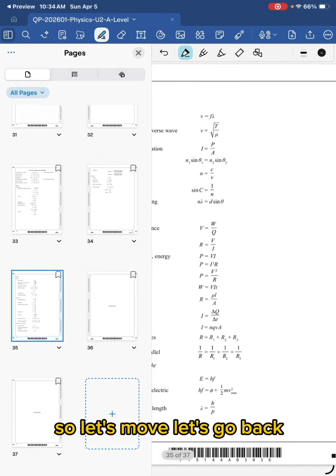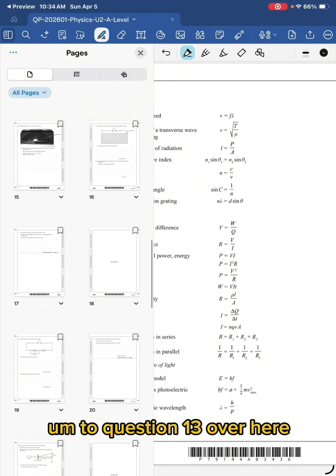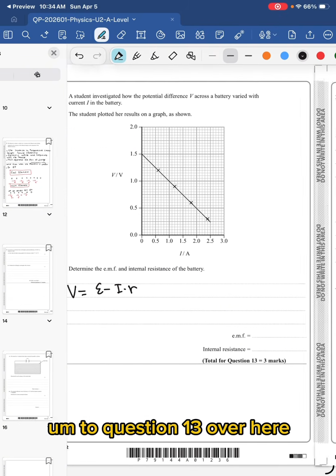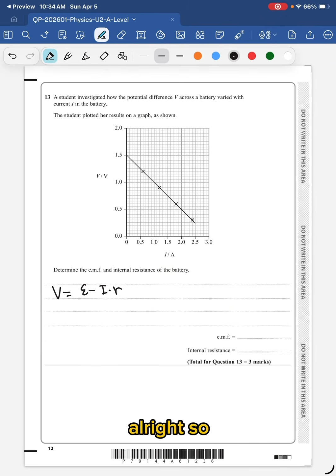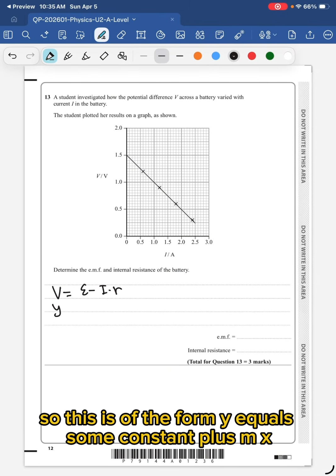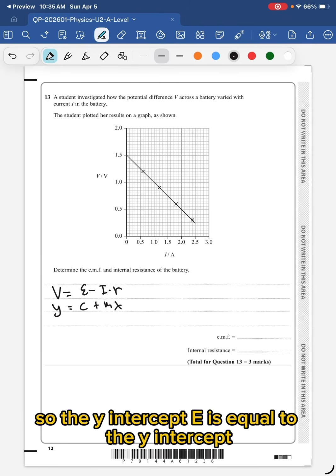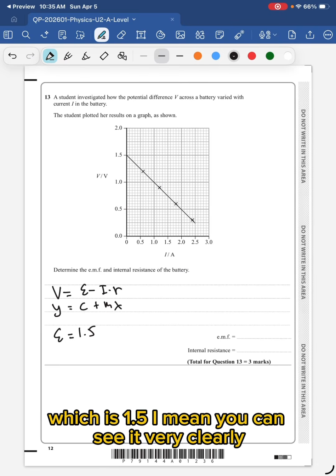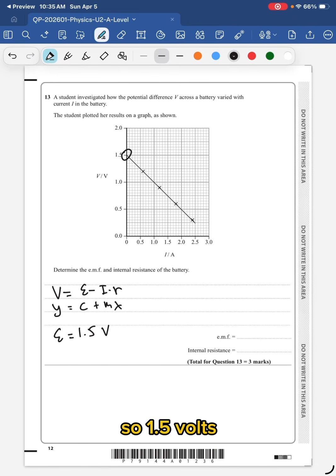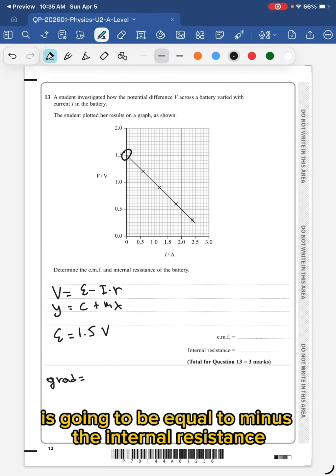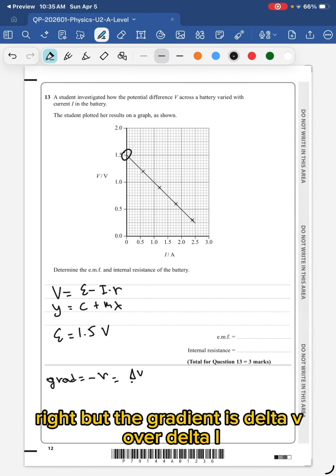So let's go back to question 13 over here. All right, so this is of the form y equals some constant plus mx. So the y-intercept E is equal to the y-intercept, which is 1.5. I mean, you can see it very clearly. So 1.5 volts. And then the gradient is going to be equal to minus the internal resistance, right? But the gradient is delta V over delta I.